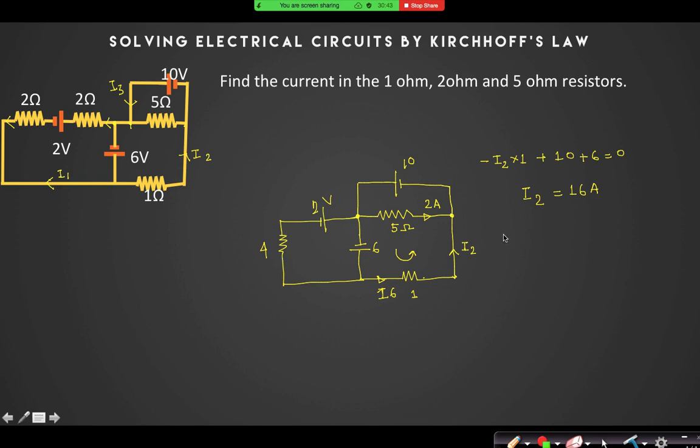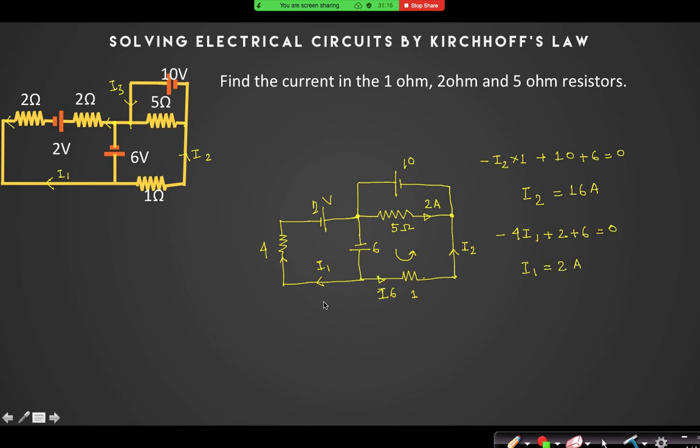Now you can write another loop equation here, where I have assumed the current in the opposite direction. Suppose I have assumed the current in that direction to be I1. If I move from here to here, it is minus 4I1. From here to here it will be plus 2, and then from here to here plus 6, equal to 0. So 4I1 is equal to 8, and I1 is equal to 2.